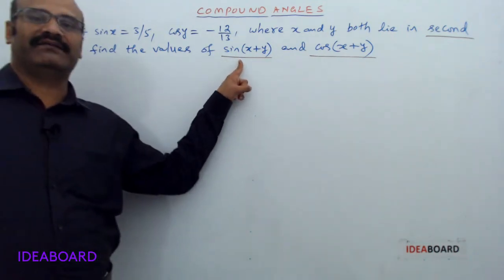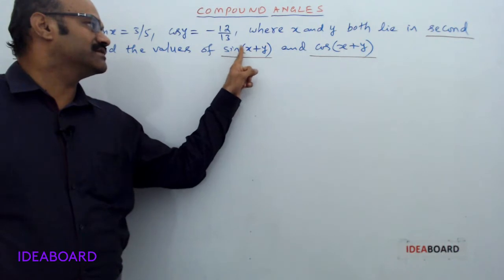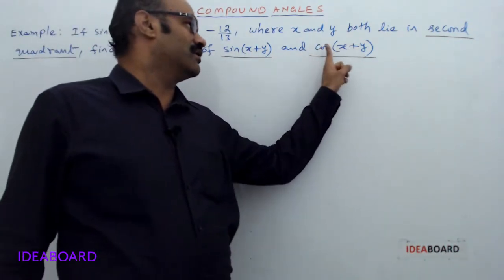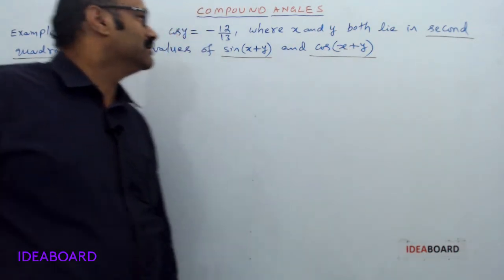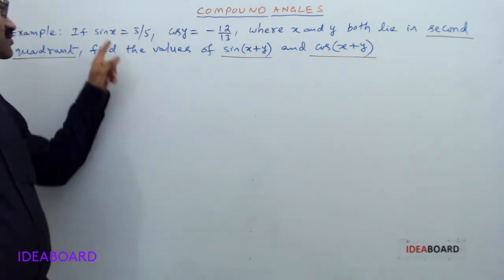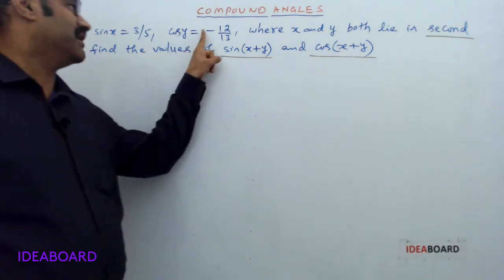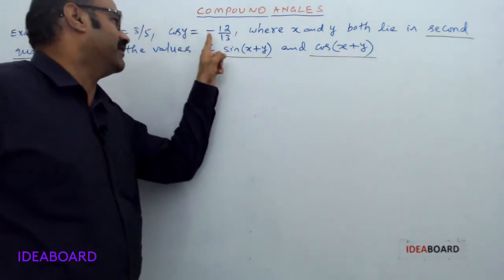Sin of x plus y formula is sin x into cos y plus cos x into sin y. Cos of x plus y equal to cos x into cos y minus sin x into sin y. It's given that sin x equal to 3 by 5, so here we have to find cos x. Cos y is given by minus 12 by 13, so here we have to find sin y.